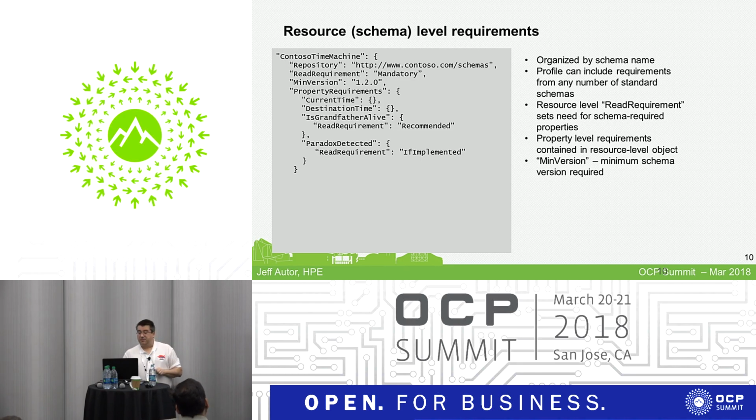And then the paradox detected, that if implemented, this is how you do a fan, for instance. If that paradox detected, that may be a piece of hardware, and so I say if it's implemented, then it's a requirement. And what we would see then, and I'll show you, I think I've got it on a slide, is the object underneath that would have requirements on it, so they would be applied to that object if the object was present.